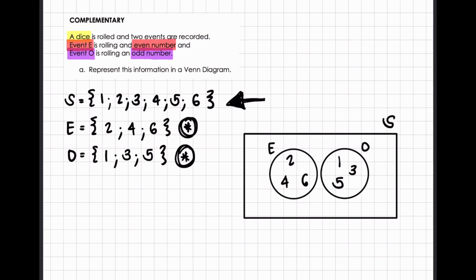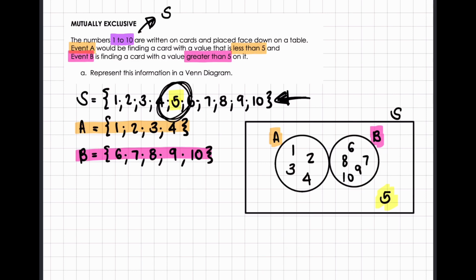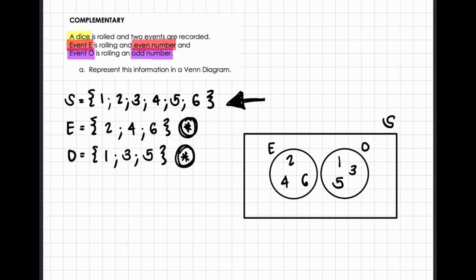used up all my values, which is a little bit different to the previous one that I did, where I was just working with mutually exclusive events, where they also didn't have anything in common. However, there was still a value left over in the sample space, versus a complementary event where there's nothing left over in the sample space.